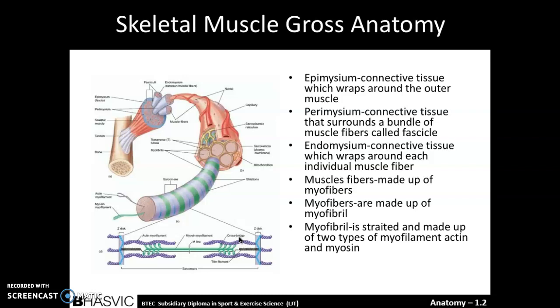The myofibrils, which are inside the myofibers, are striated, which means that they are made up of two types of myofilament, actin and myosin.